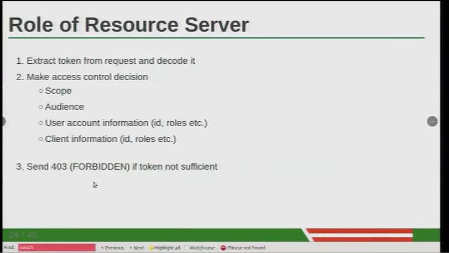And the way it does that is it looks at the scope of the token, and the scope can therefore contain interesting granular information. It looks at the audience, recommended but not mandatory. Perhaps it looks at user account information. Perhaps it looks at information about the client. Whatever is in the token it can use, right? If it thinks that it can't meet the criteria, then it just sends 403, and the client can work out how to deal with that.